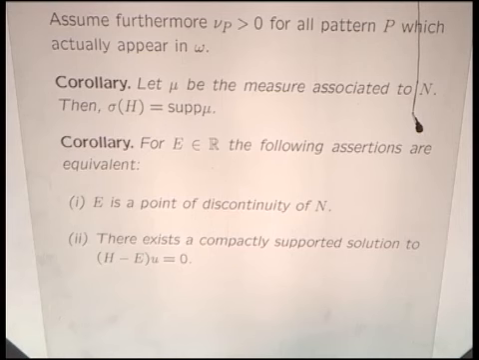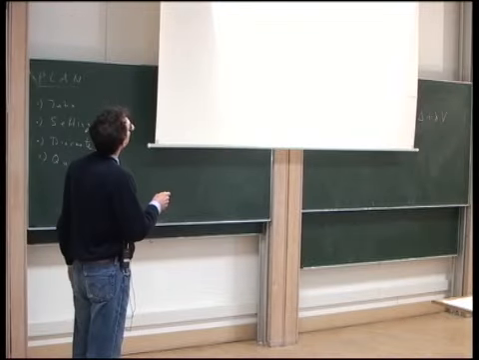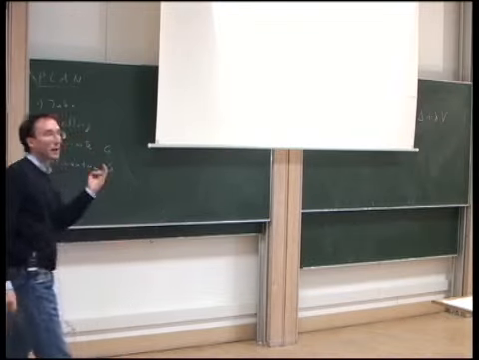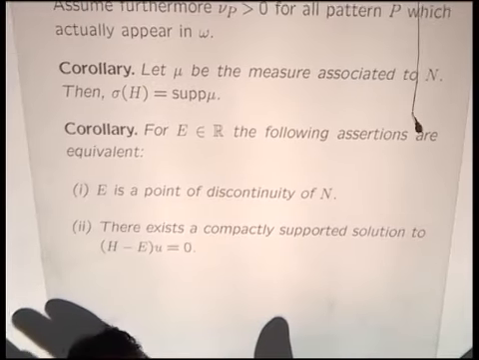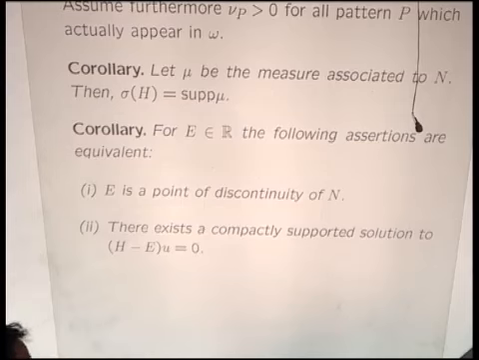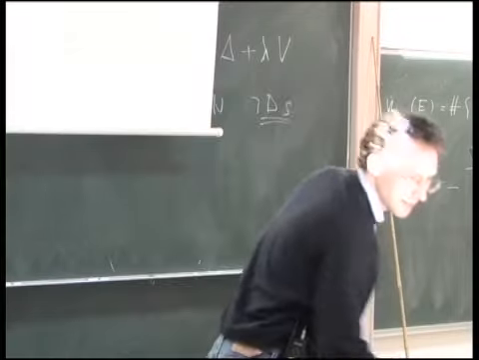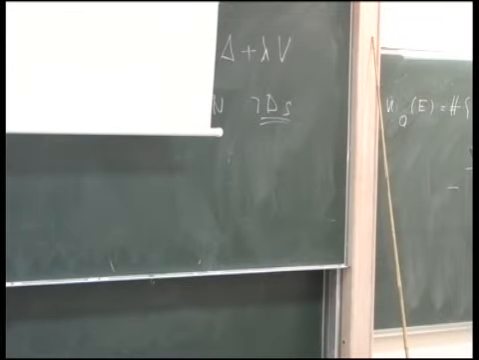One is that the spectrum of our operator is actually the topological support of mu. So what is mu? Well, we have this function here. It is the distribution function of a measure, and the measure we call mu. And the other thing is we can characterize the points of discontinuity of n, the integrated density of states. So n is called the integrated density of states. The points of discontinuity are exactly those points where we do have a compactly supported eigenfunction.